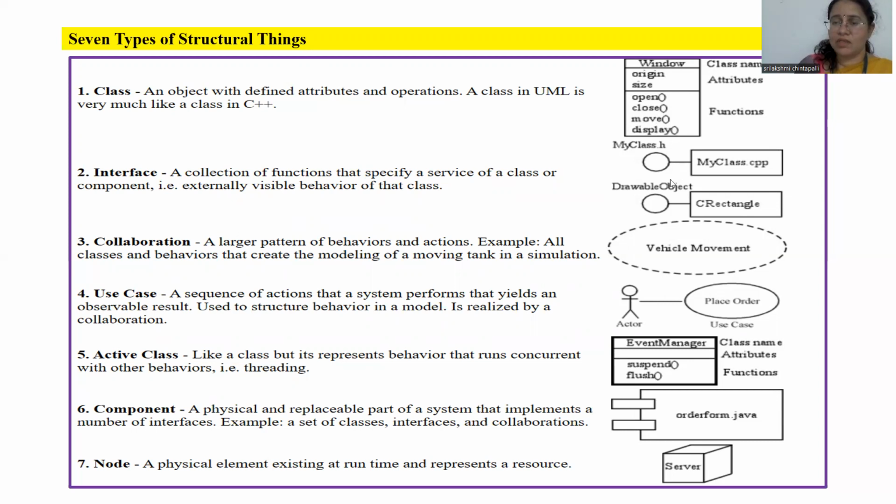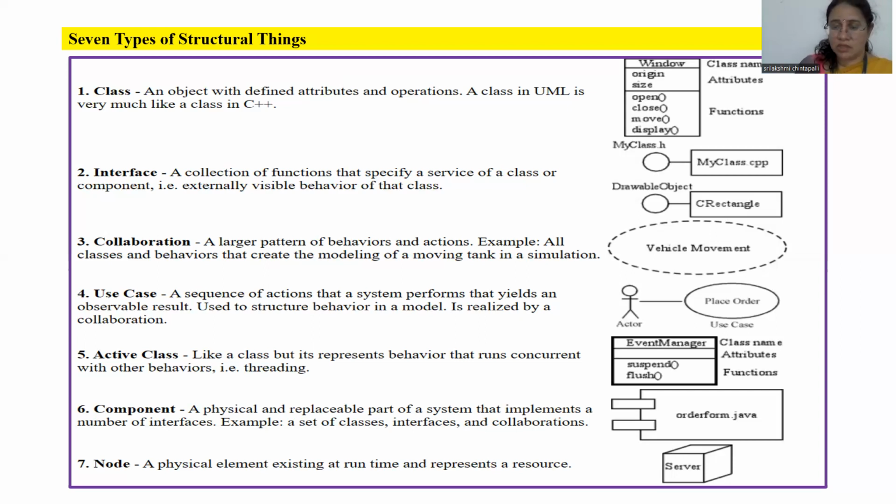Then we have interfaces. An interface is normally represented as a circle symbol. It's a collection of functions. It is mainly used to connect one component with another component, requesting some services or providing some services. Then we have collaboration, which is nothing but a behavioral exchange of data between the objects and the elements present in the UML.